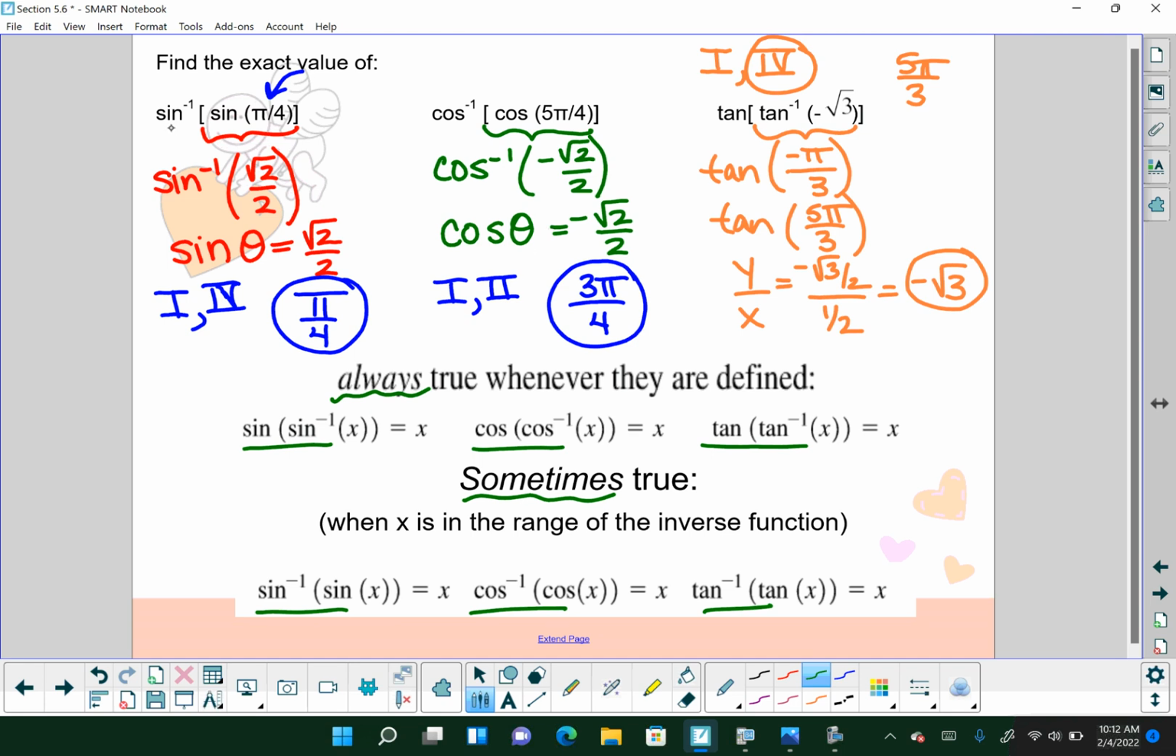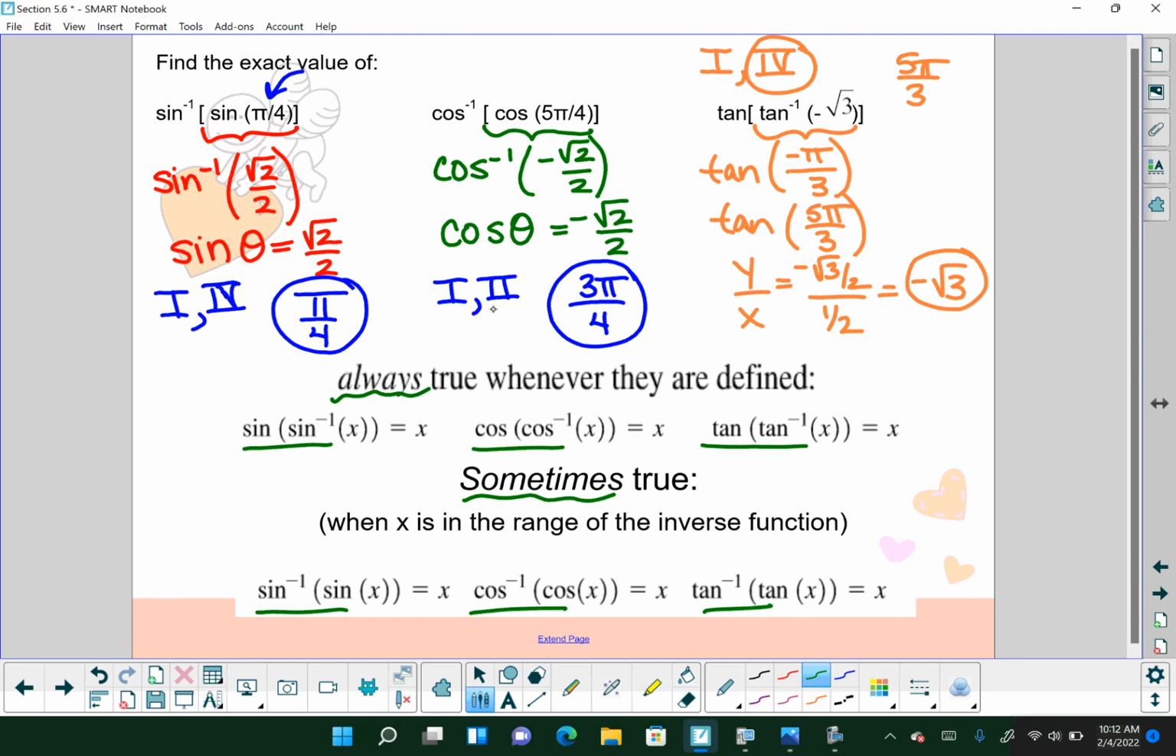Now, the reason the sine and inverse sine canceled each other out is because that angle that we were dealing with, pi over 4, that we started with, was in the place where inverse function for sine was defined. It was in quadrant 1. The reason this inverse cosine and cosine didn't cancel each other out was because 5 pi over 4 is not where inverse cosine is defined at. It's in quadrant 3, and inverse cosine is only defined in 1 or 2.